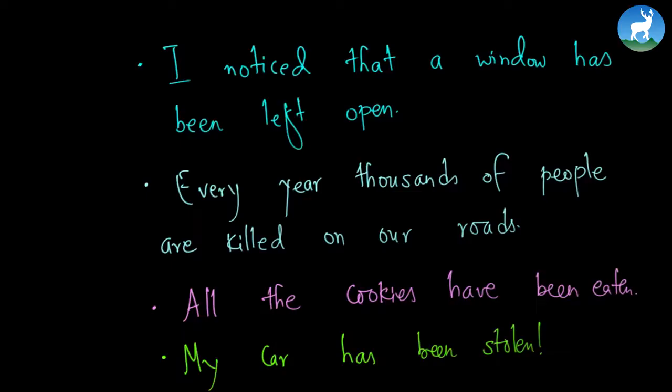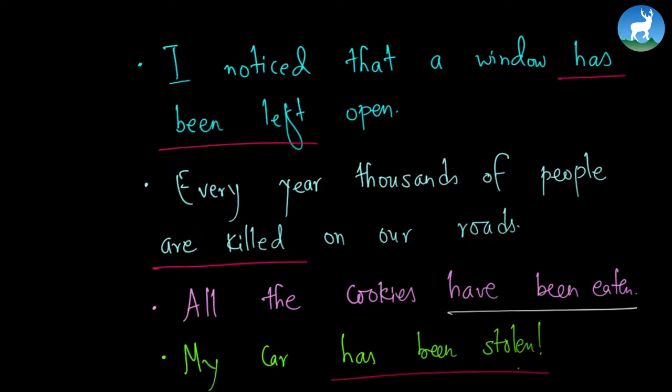Let's find the passive structure first. I notice that a window has been left open. Has been left is clearly passive. Every year, thousands of people are killed. So, are killed is again passive. All the cookies have been eaten. So, have been eaten is again passive. And finally, my car has been stolen. Has been stolen is the passive structure.